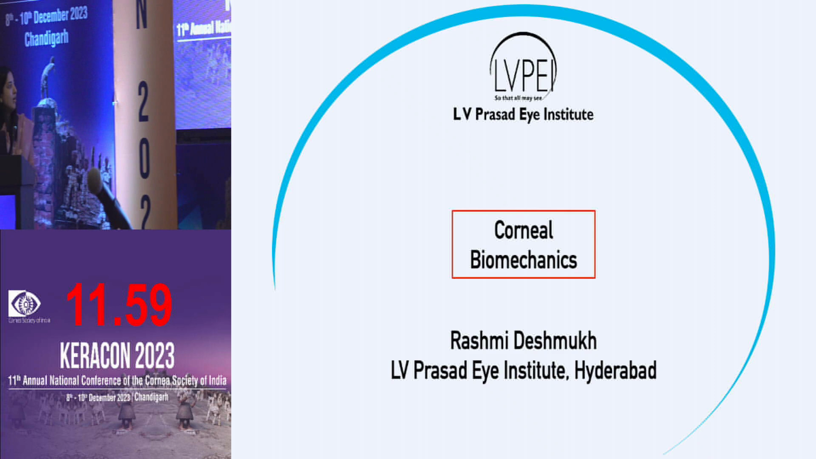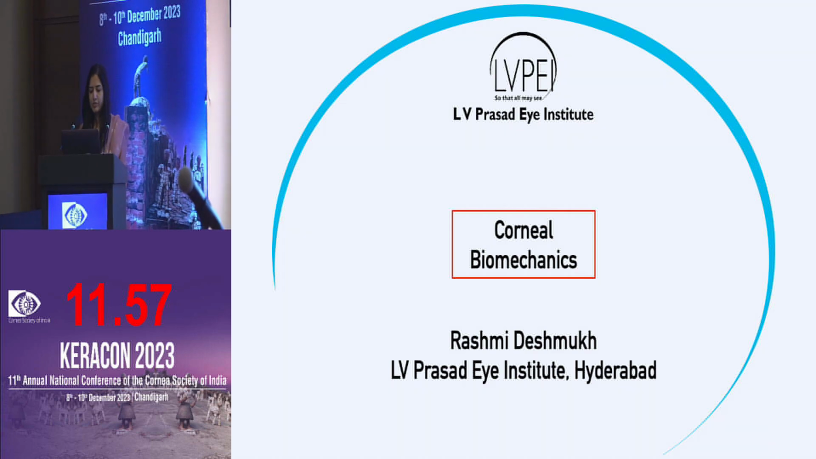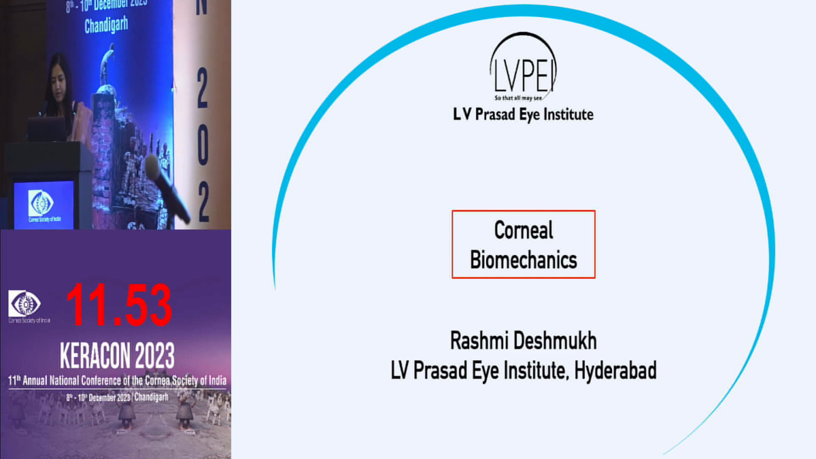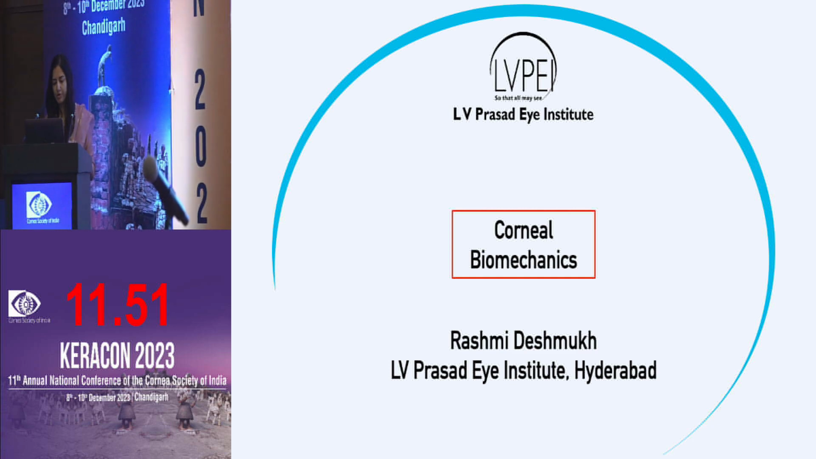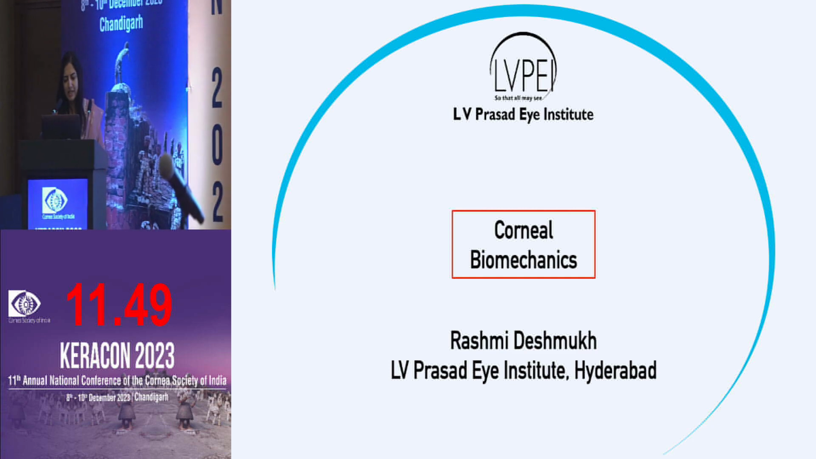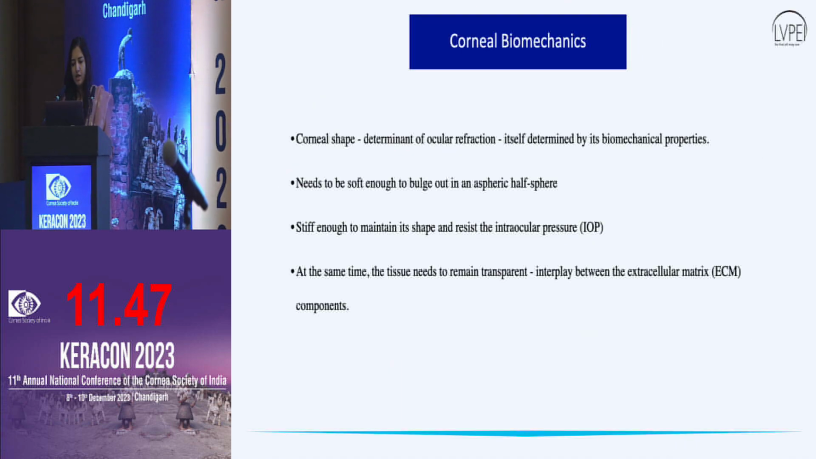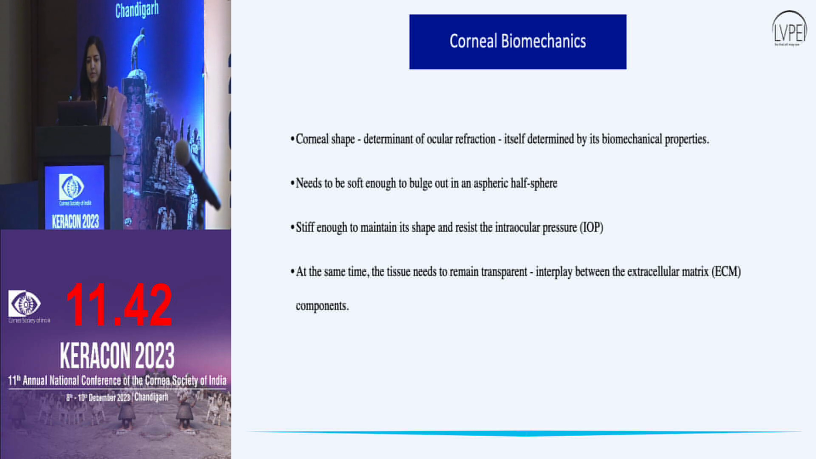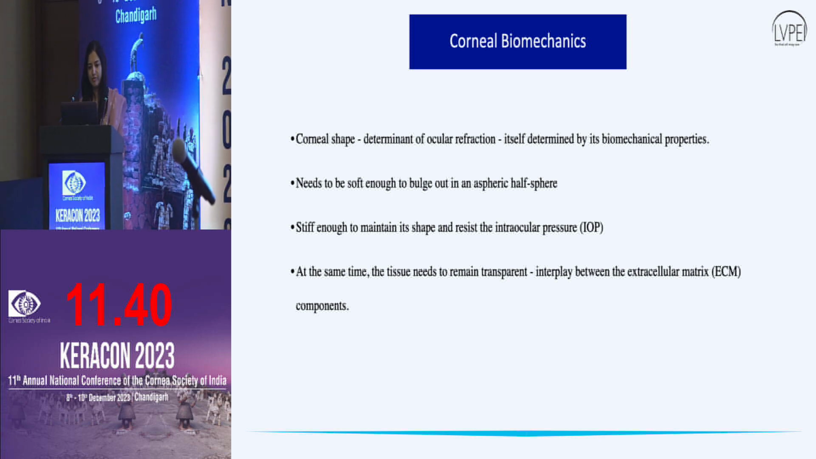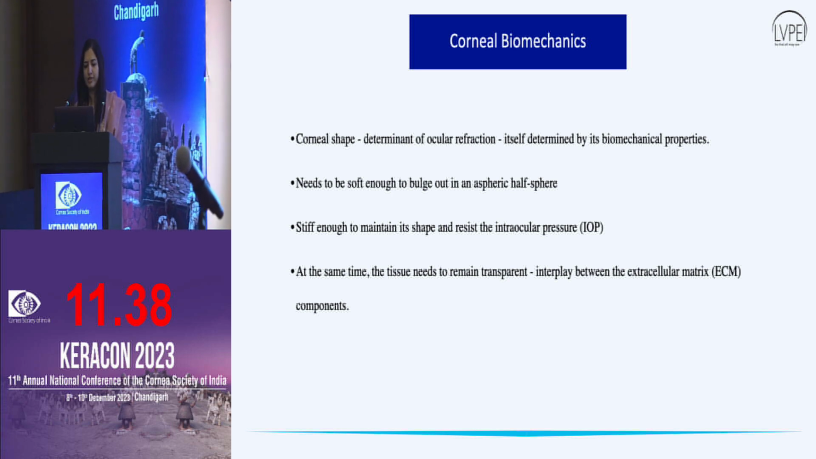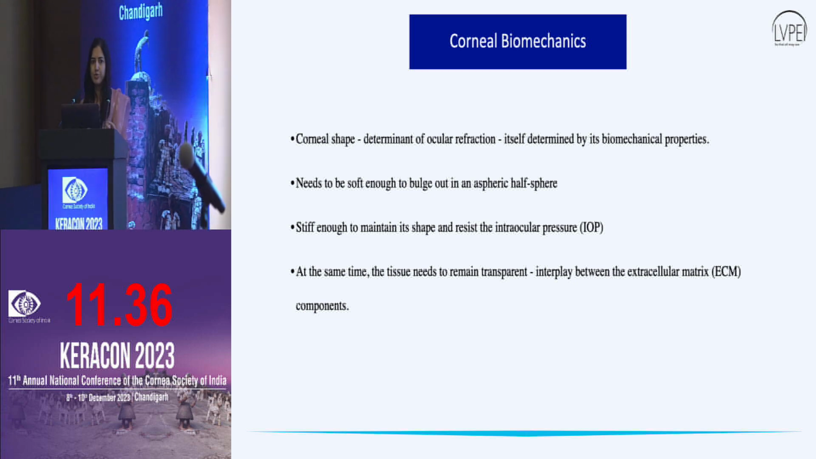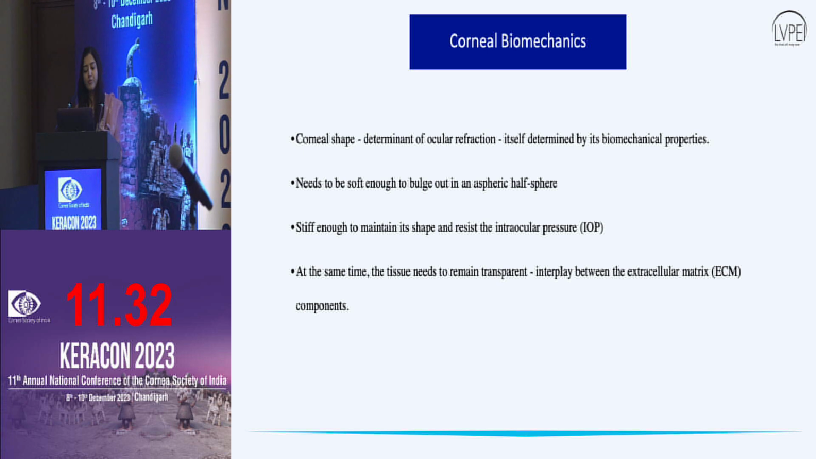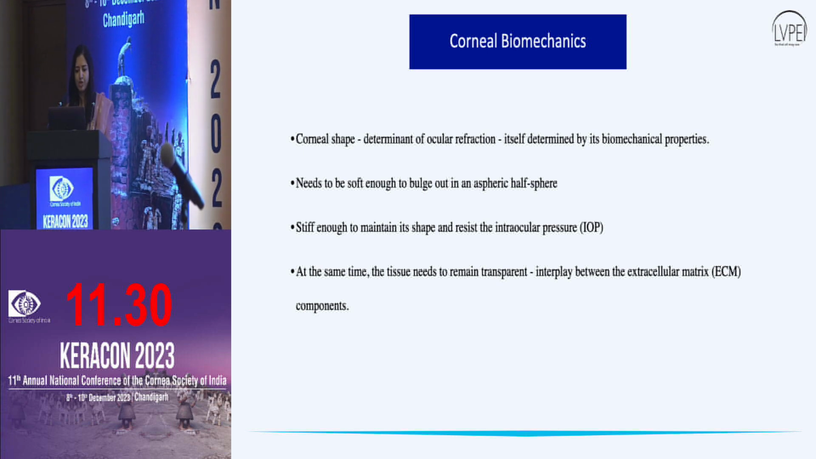So in the next 12 minutes, I'll be talking on corneal biomechanics, starting from the basics and then going through how the output displays are projected, mainly in the Corvis ST. So why is corneal biomechanics important? In order to maintain a corneal shape, because that is the main determinant of ocular refraction. So we want the cornea to be soft enough so that it bulges out into a hemisphere, but also it should be stiff in order to maintain its shape and to resist the intraocular pressure.